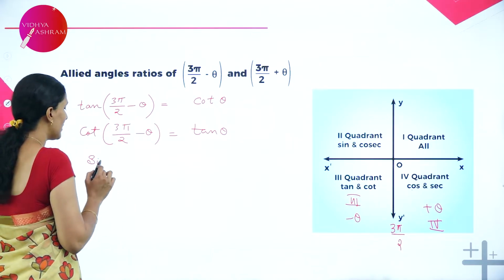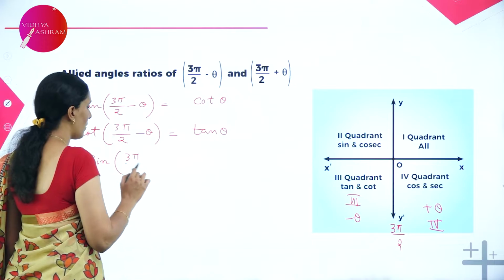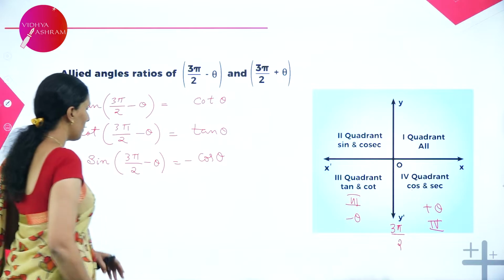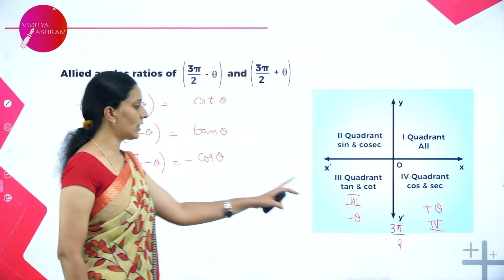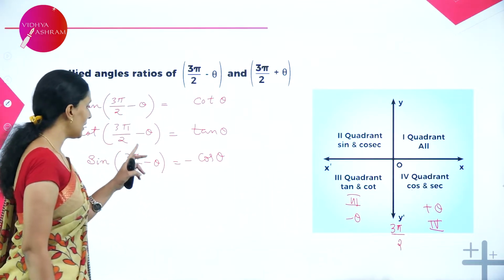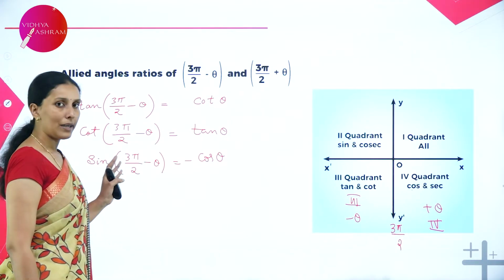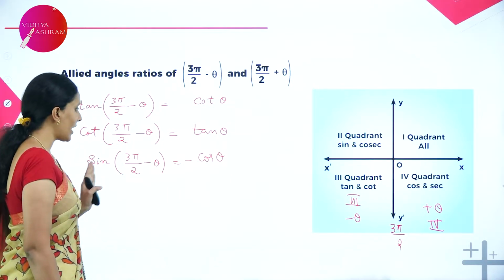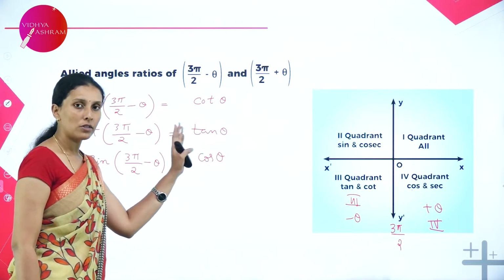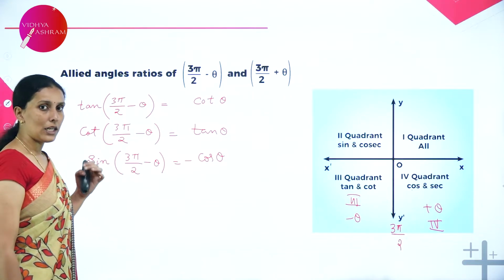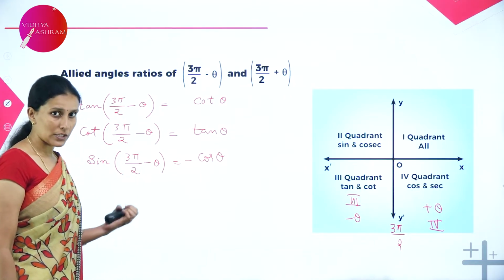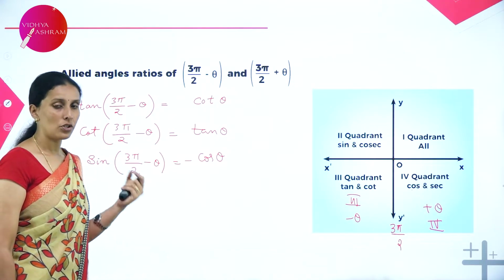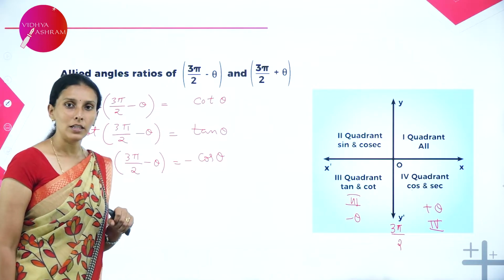But if you write sin of 3 pi by 2 minus theta, then it is minus cos theta. Because sin is negative in the third quadrant, and since we are taking the difference and sum of odd multiples of pi by 2, the function changes to its co-function, so sin changes to cos. When you have cos, cos changes to sin. Similarly, secant to cosecant, cosecant to secant. Only for pi by 2 and 3 pi by 2 will the function change, and the sign depends on the quadrants.